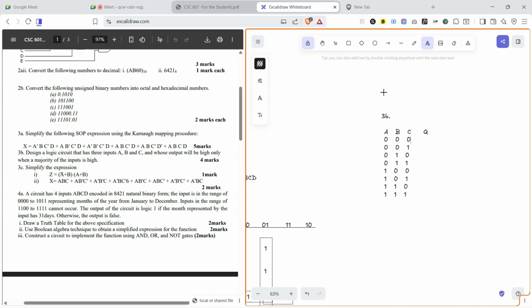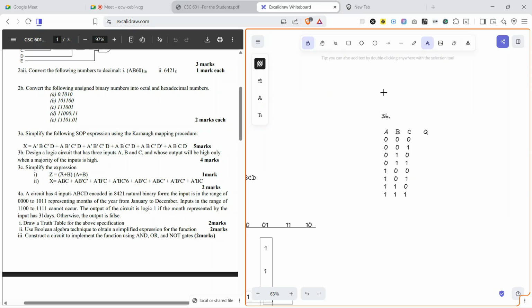High means one. So when you hear high or low or true or false in computing, high is one, low is zero, false is zero, true is one. That's the Boolean representation. So we are told that the output will be high only when the majority of the inputs is high. Since we are considering three inputs, it means it is going to be high when at least two out of the three are high.